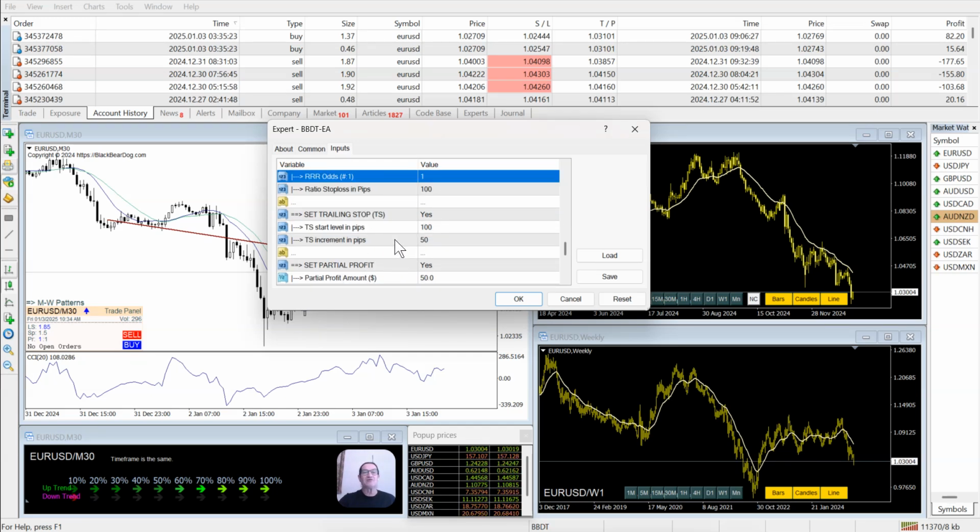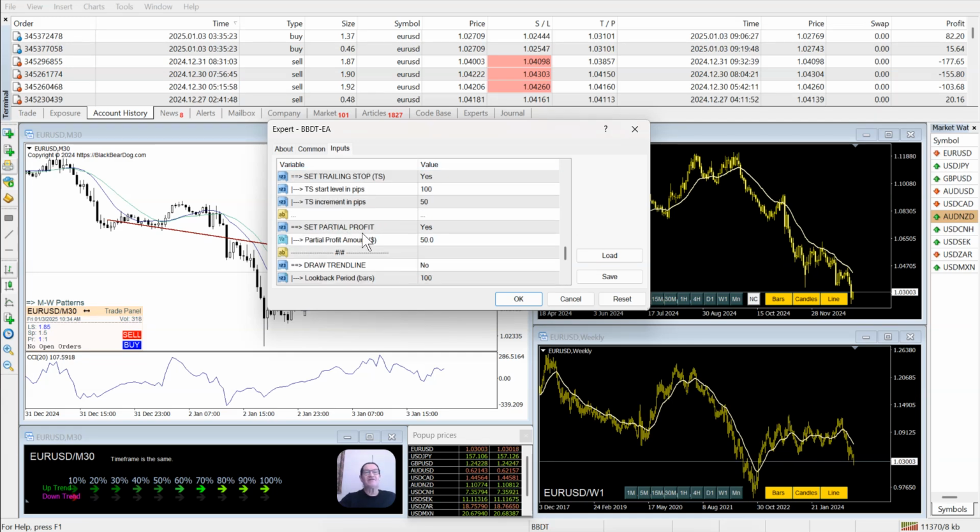Trailing stop, I also set this to yes. This simply means that once I am in profit, and I take a partial profit, which I have activated as well, my trailing stop will be activated and it will increment every 50 pips.